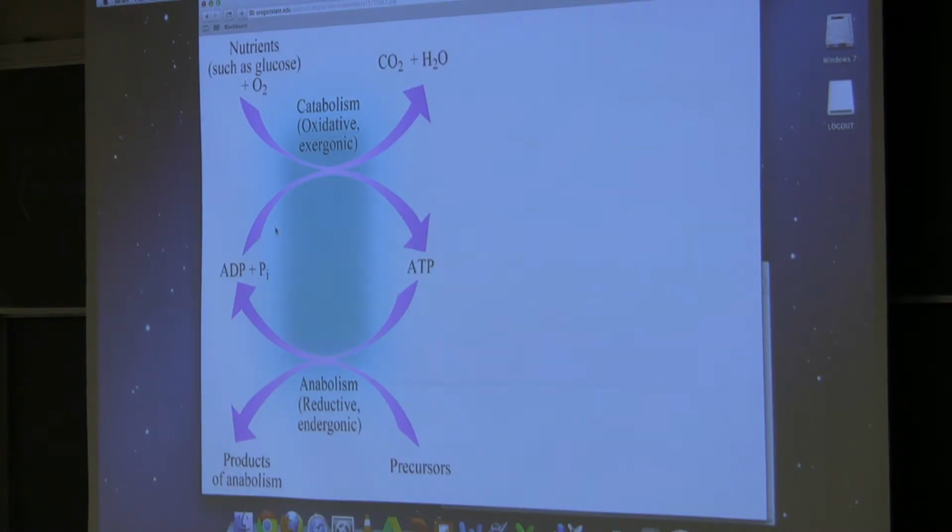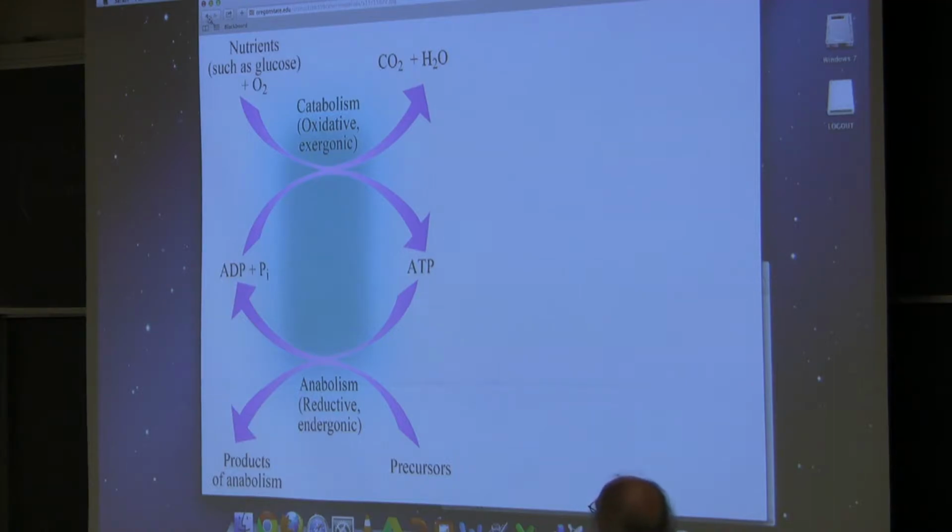You make and break down every day your body's weight in ATP. That tells you how much ATP you're going through. I don't want to say a ton, because that would suggest I'm heavier than I am, but that's a lot of ATP. So that's important to keep in mind.